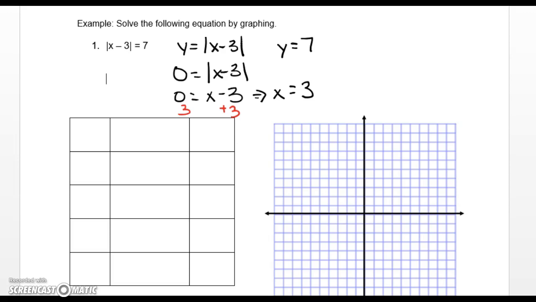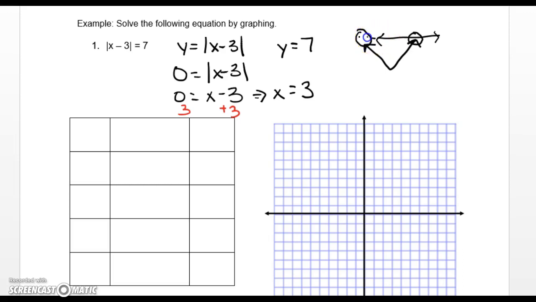One other note: when I'm graphing, if I'm trying to show two different graphs and their intersection points, I want to make sure that I can see that on my graph. Here we're at y is equal to 7, and if you remember back to grade 10, this type of graph is a horizontal line. It's every point where y is equal to 7, so it creates a horizontal line, something like this. And the graph y is equal to the absolute value of x minus 3 is going to be a V-shaped graph. We want to make sure we can see both of the intersections.